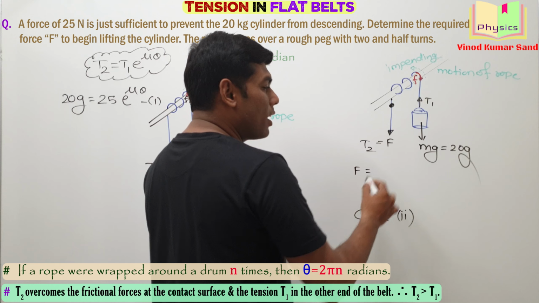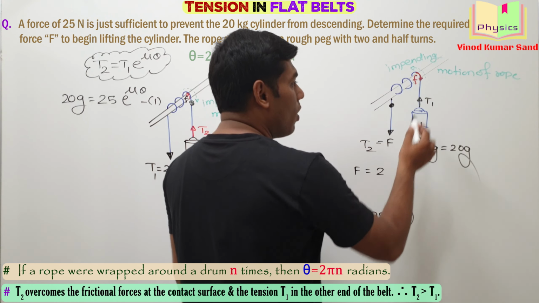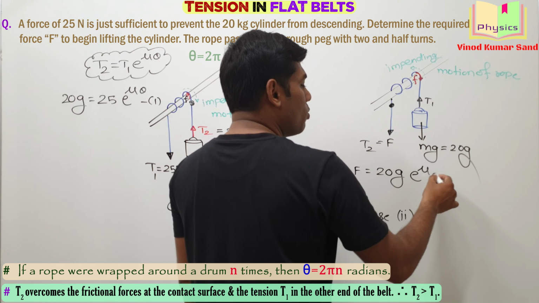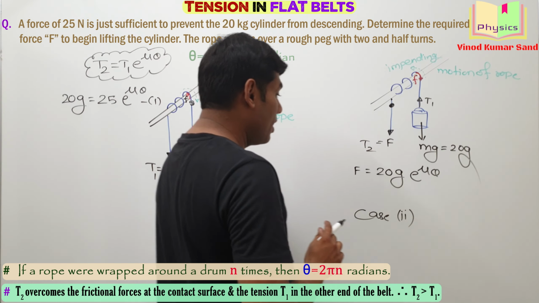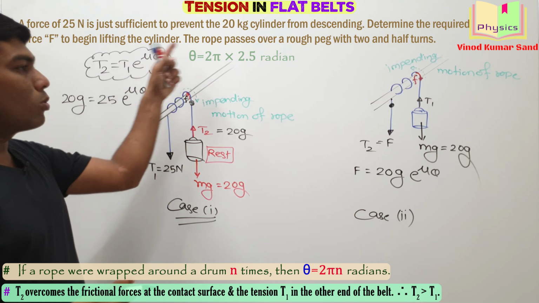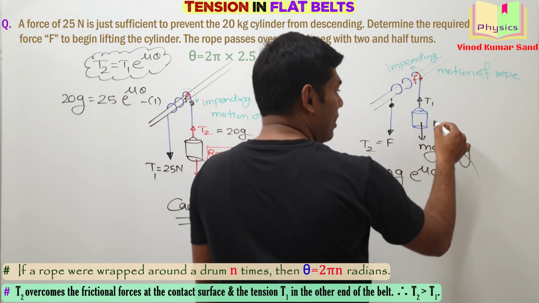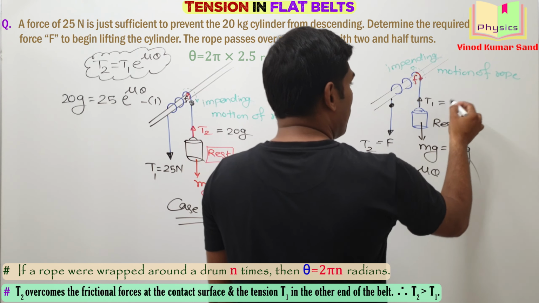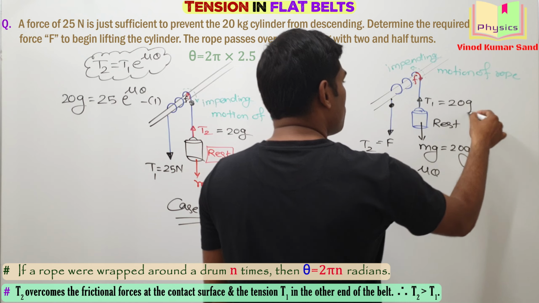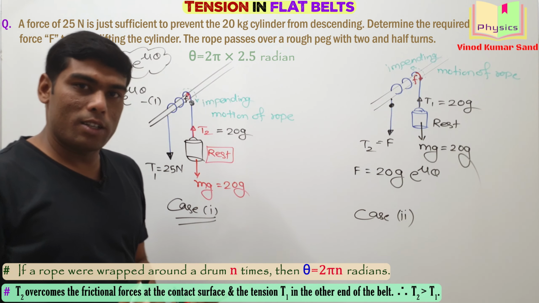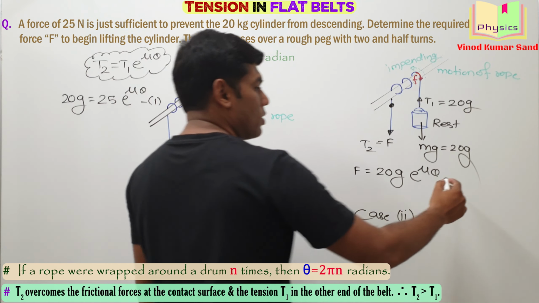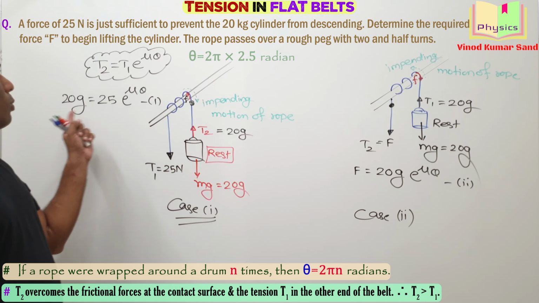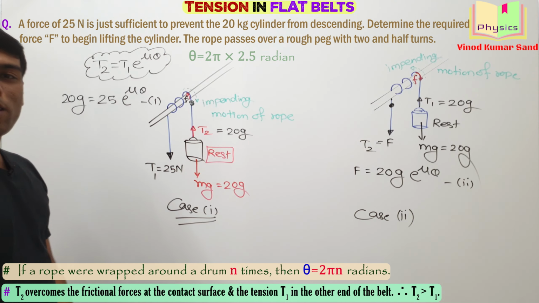F should be equal to 20G, or this tension T1, whatever you write, e to power mu theta. Got it? I'm using this equation. T2 is equal to T1 e to power mu theta. Cylinder is yet at rest. It has just a tendency to go up, and T1 will be equal to mg. So I have taken the T1 is equal to 20G. Now we have two equations, equation 1 and equation 2. From these two equations, we have to figure out the value of F.